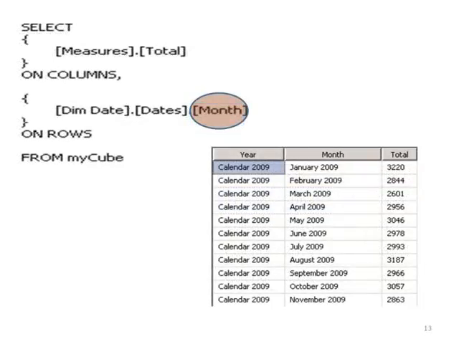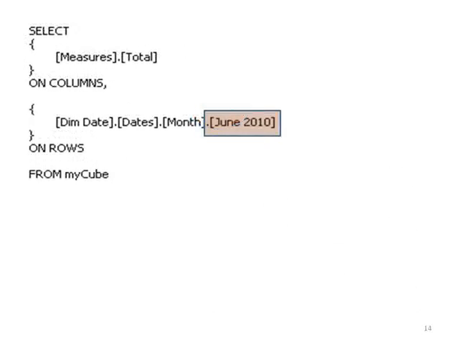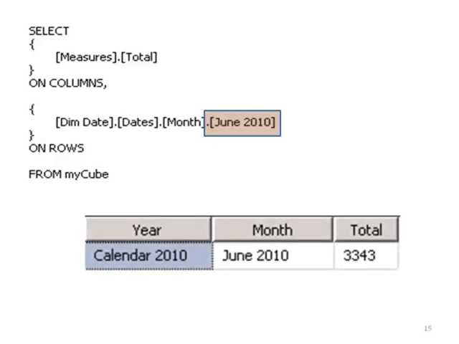So again, it is dim date, because that's the dimension we're using. The hierarchy is called dates, but this time we've set the level to month. The query we are showing will show all months, but we can be specific. We've now added June 2010, and we'll get data back just for that specific month.